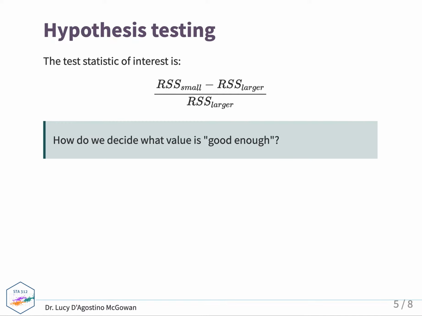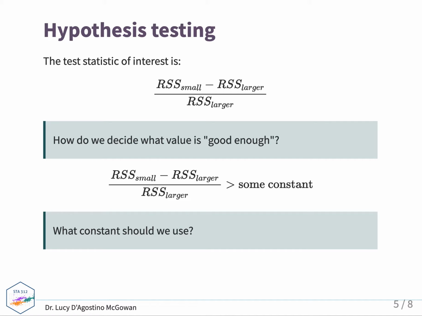So how do we decide what value is good enough? The residual sum of squares of the small minus that of the large, divided by that of the larger, is a statistic that we come up with as something sensible to do because we want to compare our small model to our larger one. And maybe we would determine it as good enough if it's greater than some constant. So now we have to pick a constant to use.